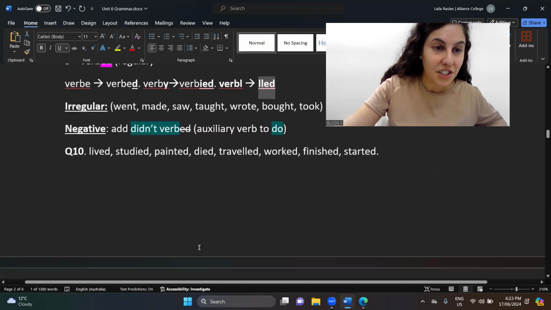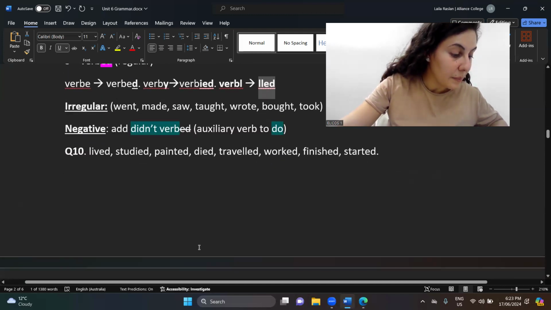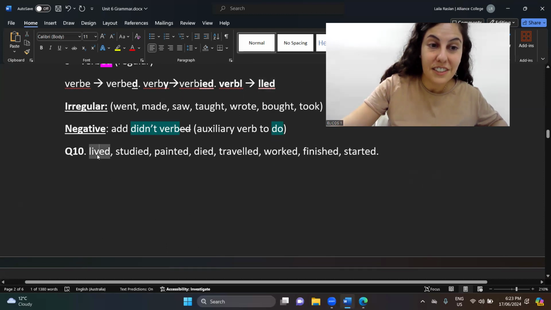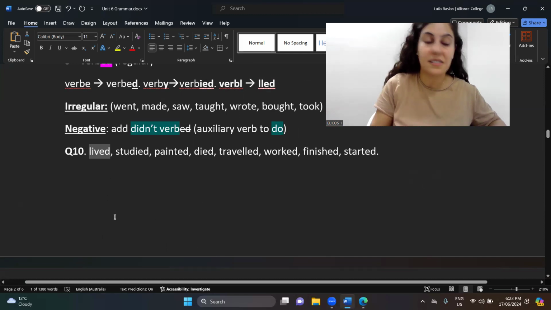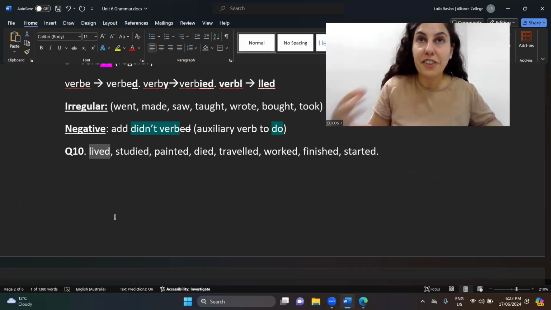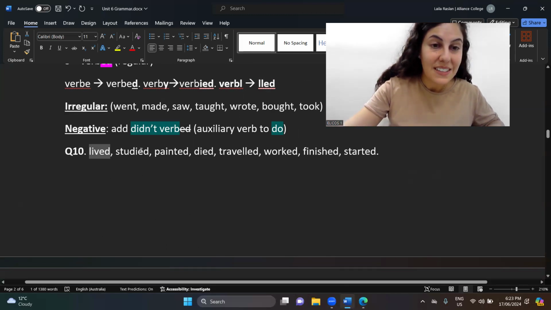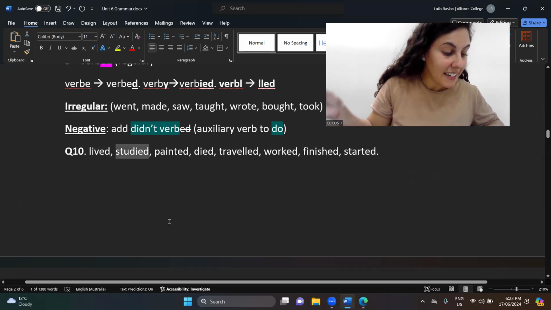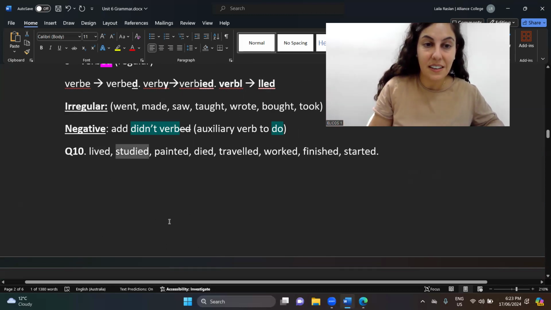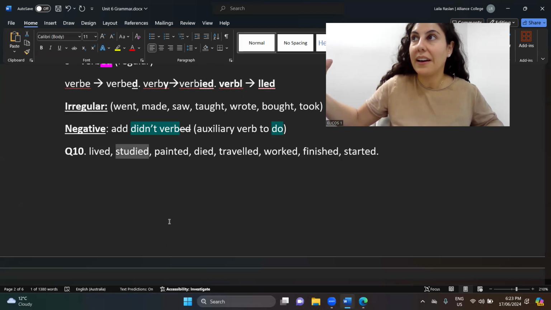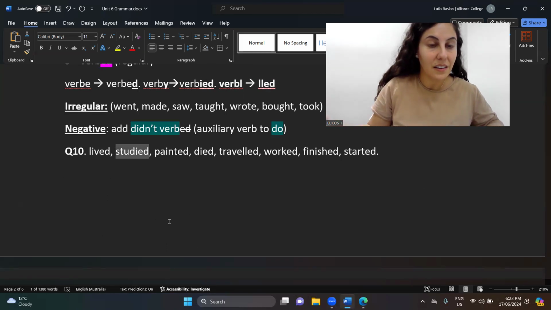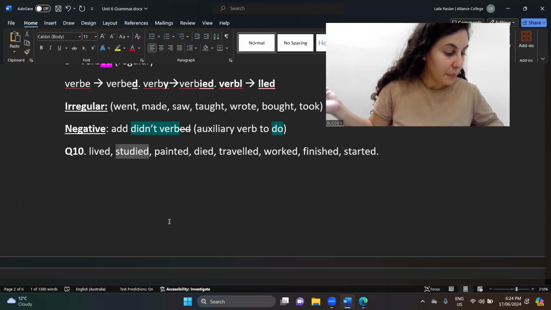So let's practice with question 10. Barack Obama lived in the White House from 2009 to 2017. So that's a finished, completed action. He lived in the White House. They studied English together at university. So maybe I'm talking about my friends when they were young, or my parents. They studied English together at university.